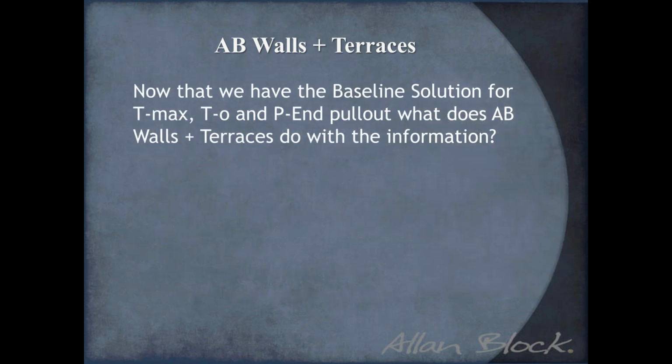So now that we have the baseline solution, we did all of this Bishop's model and all of this analysis on the Bishop side and the T requireds to get basically three things: T max, T naught, that's the connection, and then make sure that we're reducing the end as needed for the pullout requirement at the end. So what does AB Walls do now with these items?